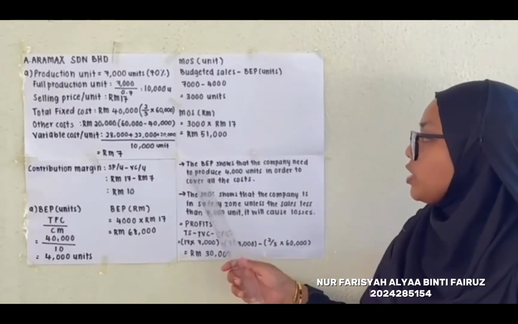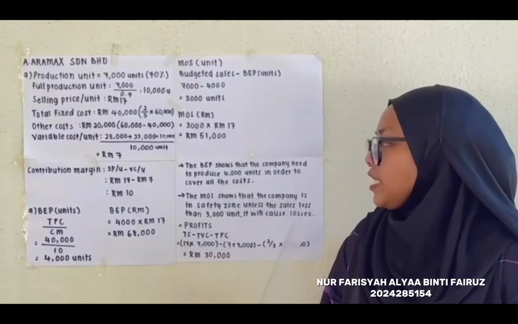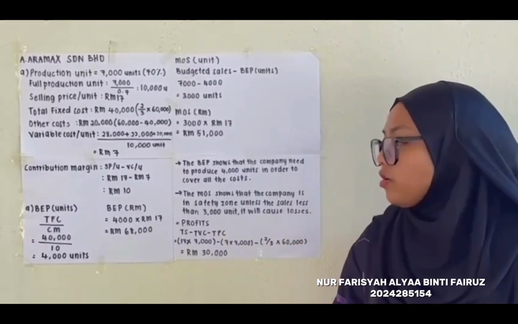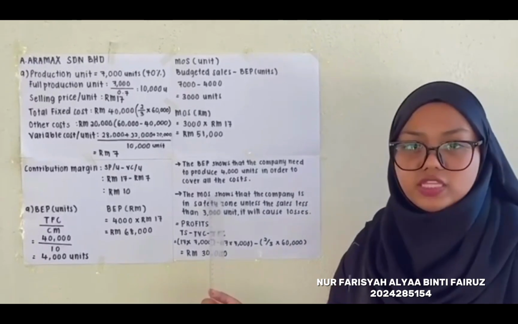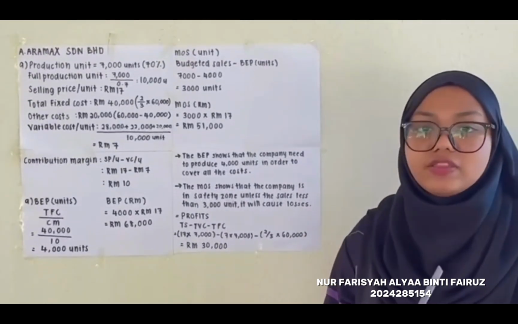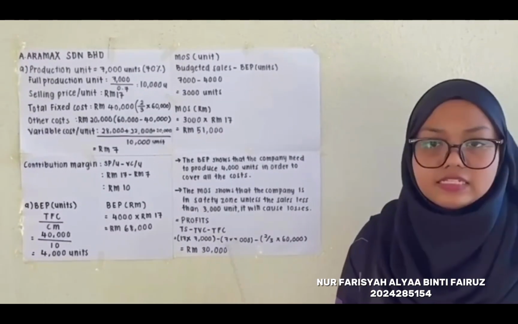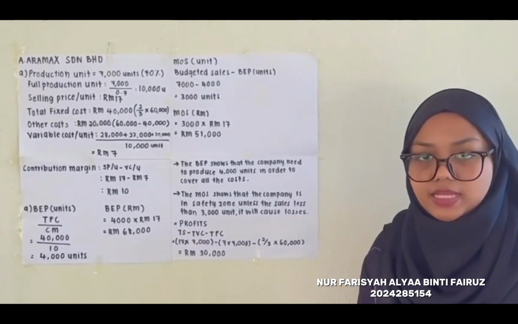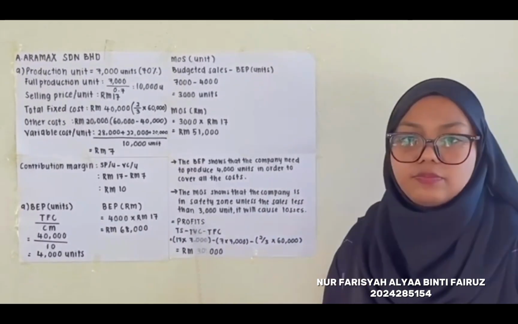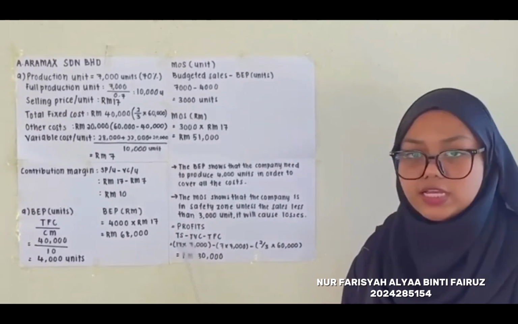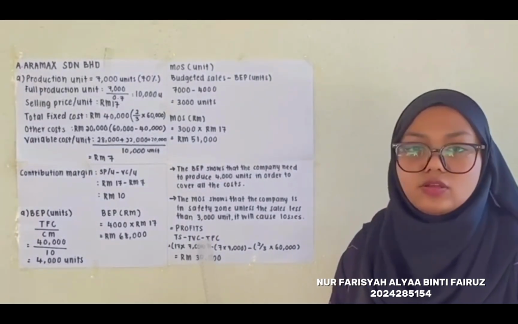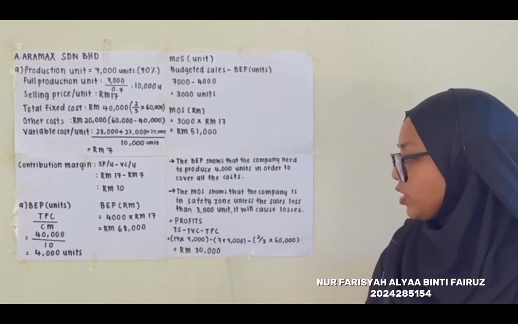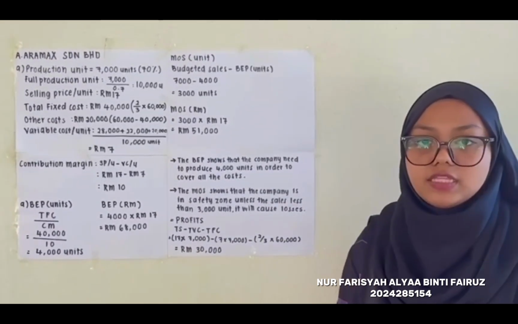Okay. So, the BEP shows that the company needs to produce 4,000 units in order to cover all the costs. Meanwhile, the margin of safety shows that the company is in the safety zone. Unless the sales is less than 3,000 units, it will cause losses to the company. Next, we're going to calculate the profits. The profit formula is total sales minus total variable cost minus total fixed cost. So, the answer we get here is RM 30,000.